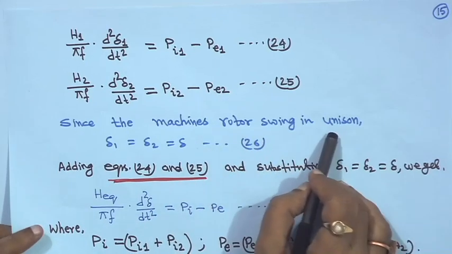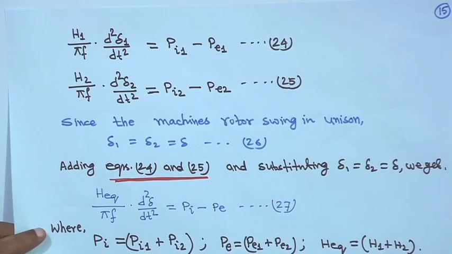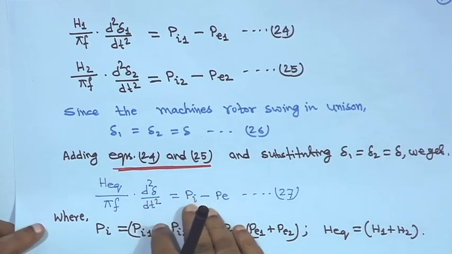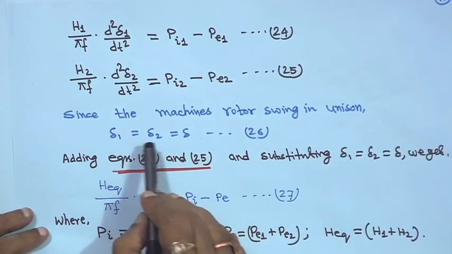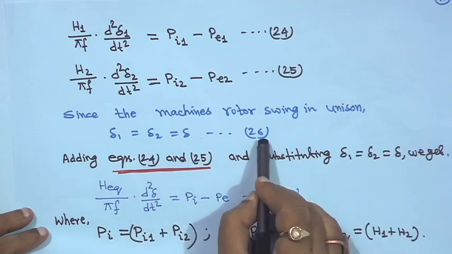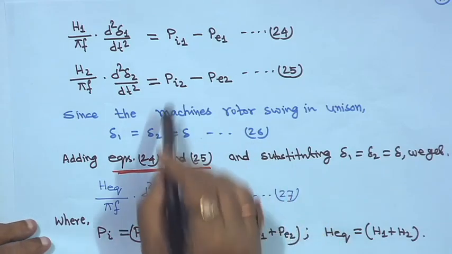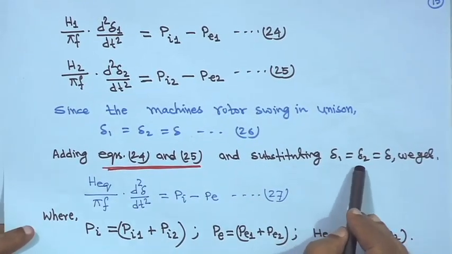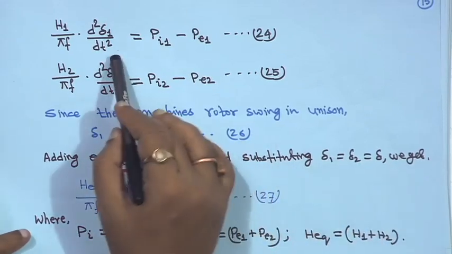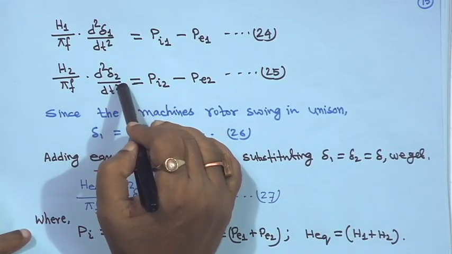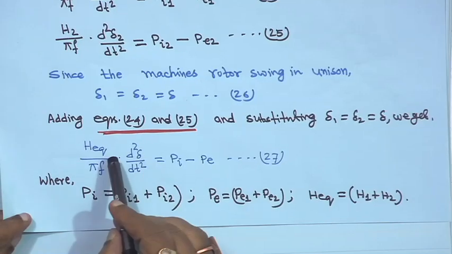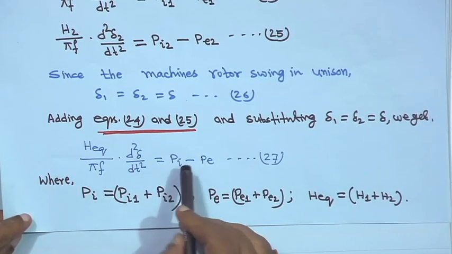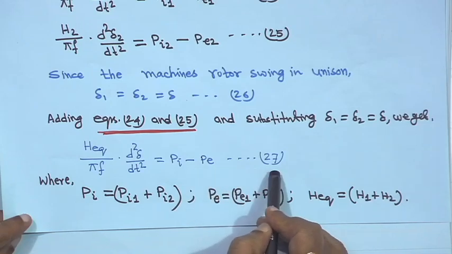Since the machine rotors swing in unison, that means, as I told you, they are in a coherent group, that means their increase or decrease of the speed remains the same. We can take then delta 1 is equal to delta 2 is equal to delta, this is equation 26. So, if you add equations 24 and 25 and substitute delta 1 is equal to delta 2 is equal to delta, then you will get H_eq divided by pi f into d square delta dt square is equal to P_I minus P, this is equation 27.